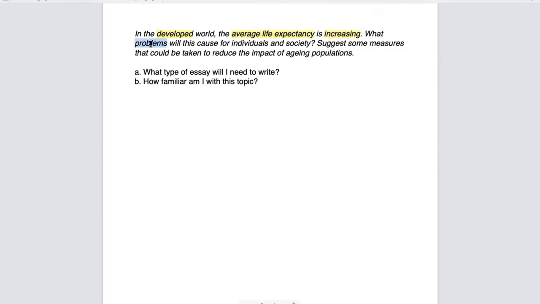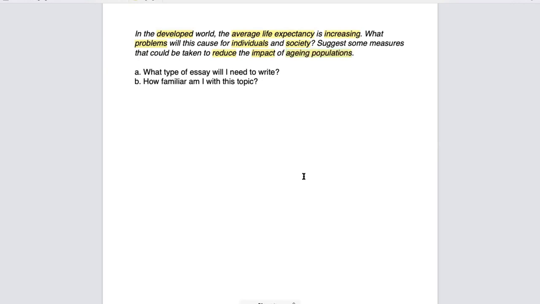Now, what problems? This is important because it gives us a clue as to what type of essay we have to write. Will this cause for individuals and society? So I'm looking at problems for individuals as well as society. I already know there are two problems here that I should be looking at. Suggest some measures that could be taken to reduce, I'll say this is important, the impact of aging populations. And I'll go ahead and highlight aging populations.